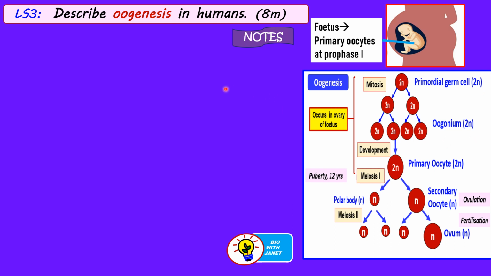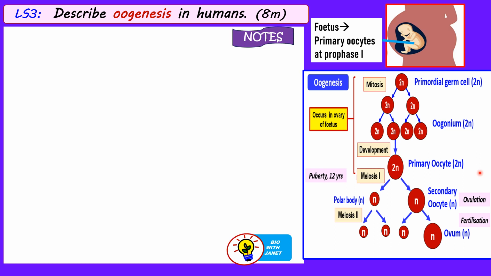So these are the notes on oogenesis as what we have discussed in the previous slides, right? Our learning standard here is going to be answered, that is, describe oogenesis in humans, 8 marks. So this can be an essay question or can be part of a structured question too, all right? So let's look at the answer.